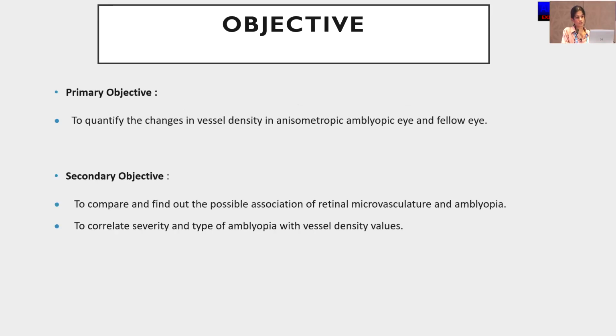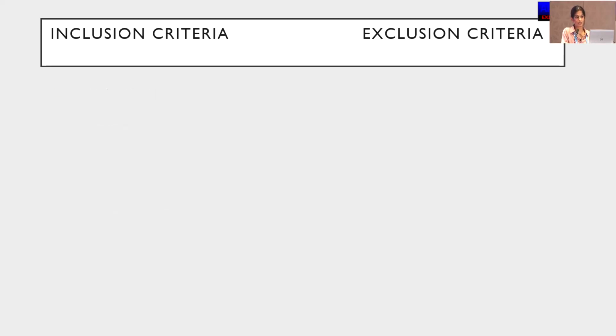Primary objective was to quantify the changes in vessel density in an isometropic amblyopic eye and fellow eye, and my secondary objectives were to compare and find out the possible association of retinal microvasculature and amblyopia and to correlate the severity and type of amblyopia with vessel density values.